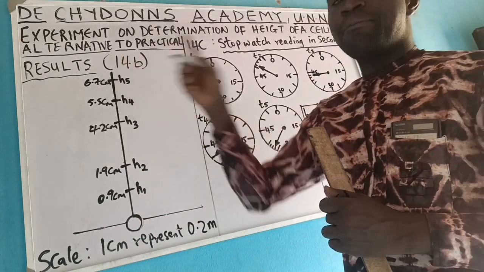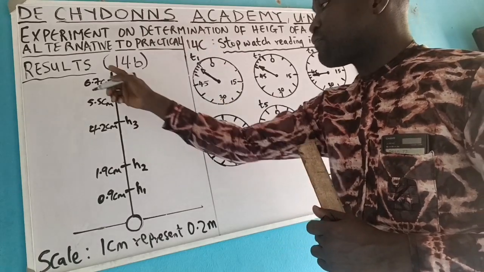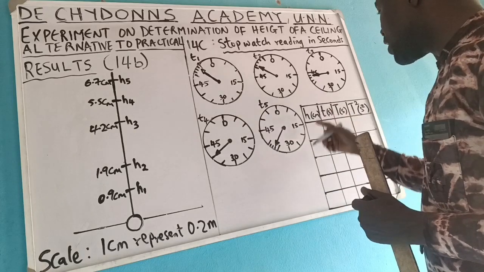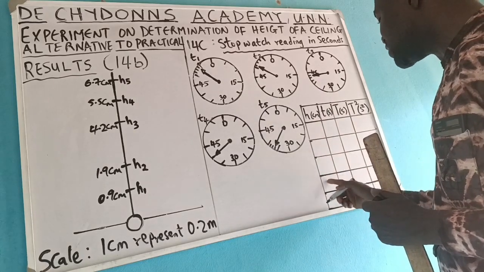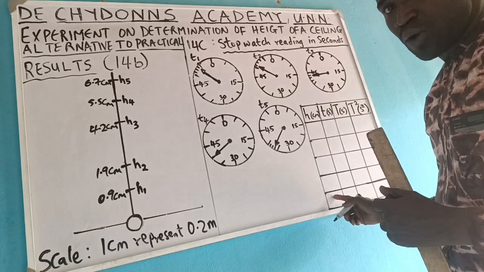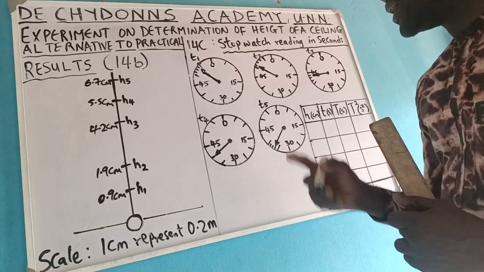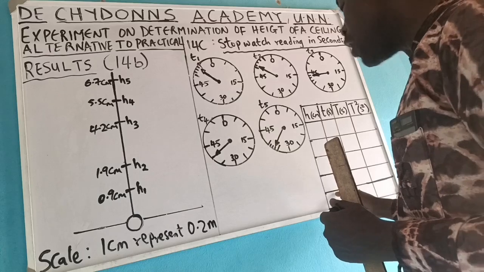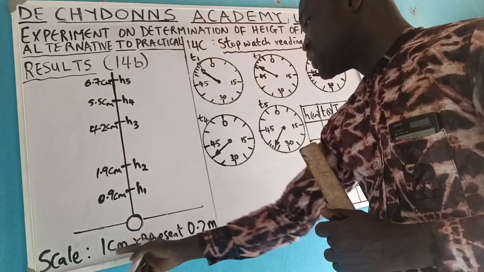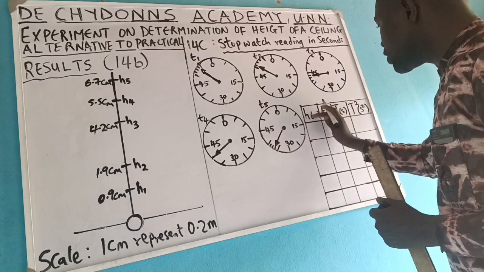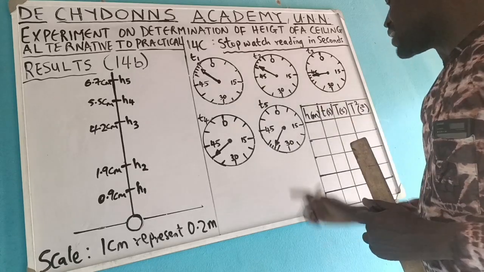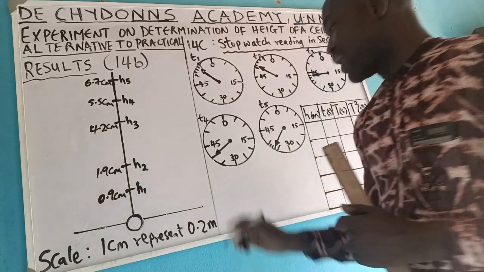But some persons will make this mistake of writing this value inside here. This is for H1, H2, H3, H4, H5. Do you get what we're saying? So what we're saying is that you do not write this value here. What you do is compare it with the scale given to you. That means the unit of this should be in meter, not in centimeter, because when we convert it, it will be in meter. How?